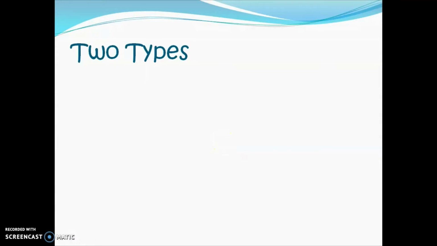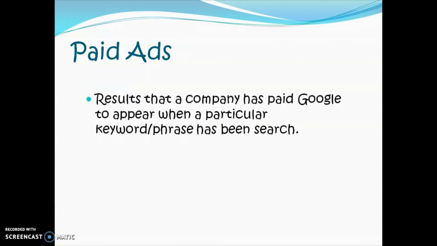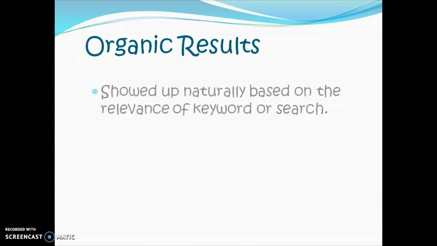Now, on the results page, people can click on two types of things: paid ads and what we call organic results. Paid ads are just what they sound like, results that a company has paid Google to show when a particular keyword or phrase has been searched. Organic results, on the other hand, show up naturally based on the relevance of the keyword or search.